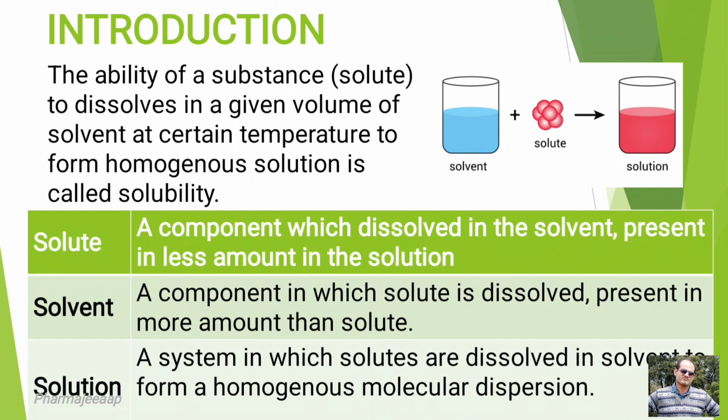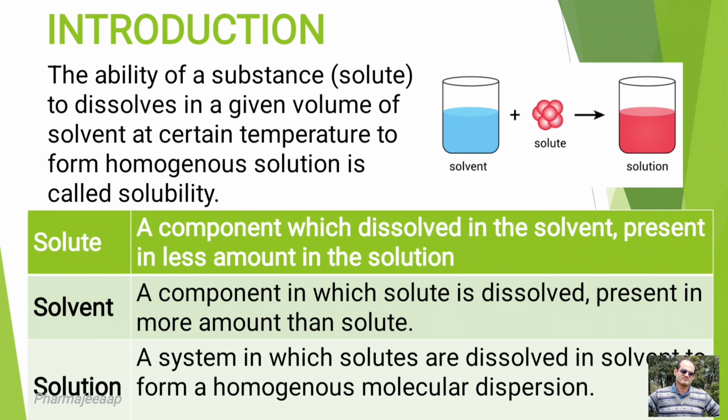So what is solubility? The ability of a substance, that means solute, to dissolve in a given volume of solvent at a certain temperature to form a homogeneous solution is called solubility. That means when solute is dissolved in solvent at a certain temperature and it forms a homogeneous solution, it is called solubility.